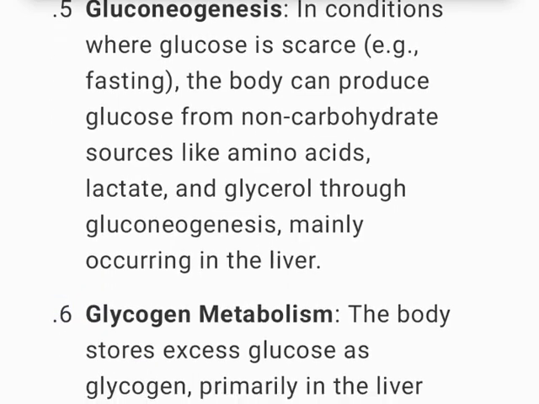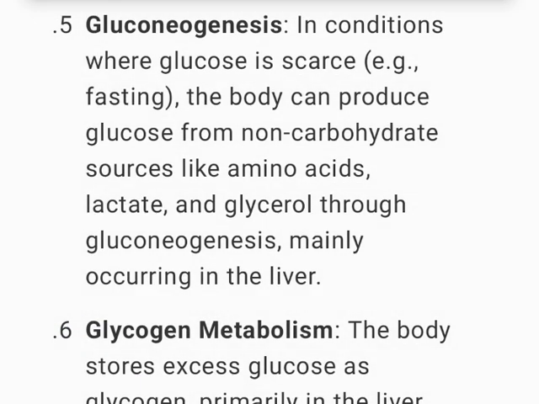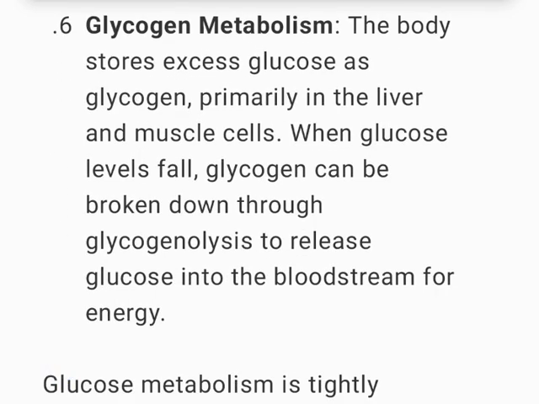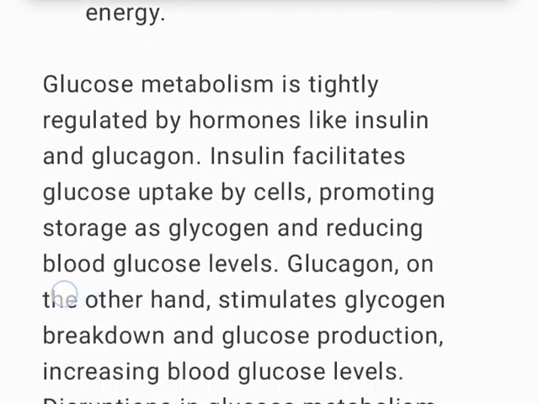5. Gluconeogenesis. In conditions where glucose is scarce, e.g., fasting, the body can produce glucose from non-carbohydrate sources like amino acids, lactate, and glycerol through gluconeogenesis, mainly occurring in the liver. 6. Glycogen metabolism. The body stores excess glucose as glycogen, primarily in the liver and muscle cells. When glucose levels fall, glycogen can be broken down through glycogenolysis to release glucose into the bloodstream for energy.